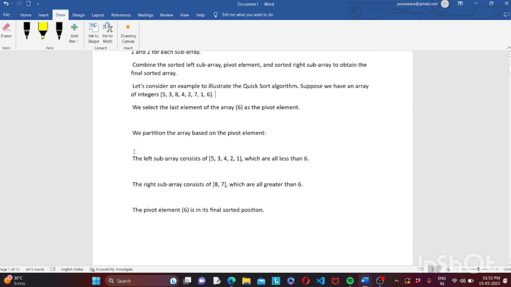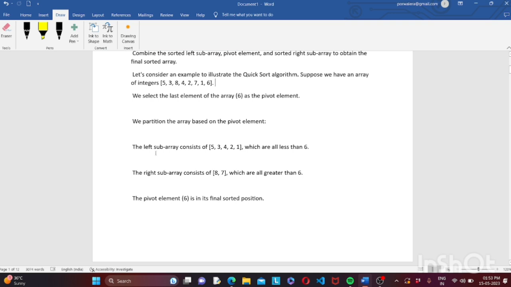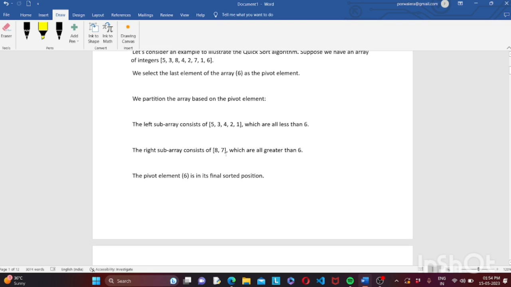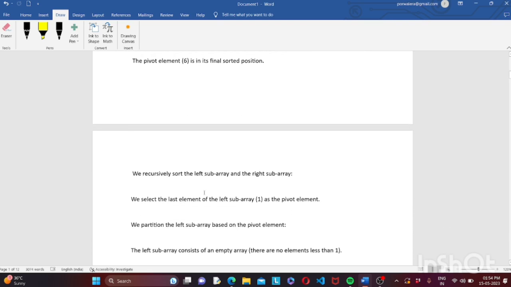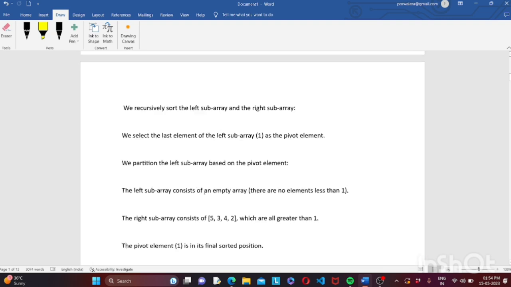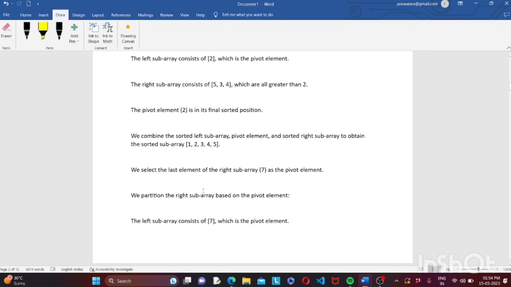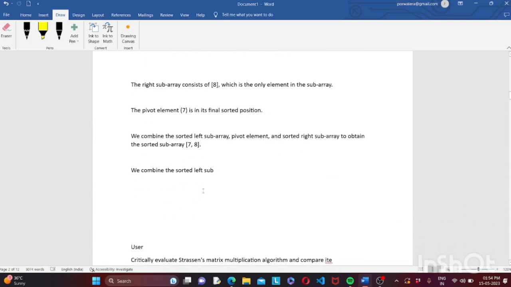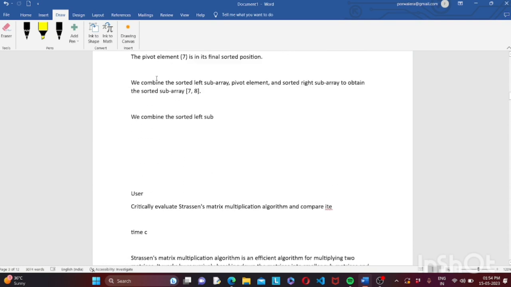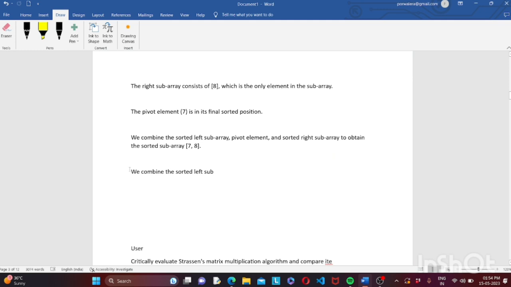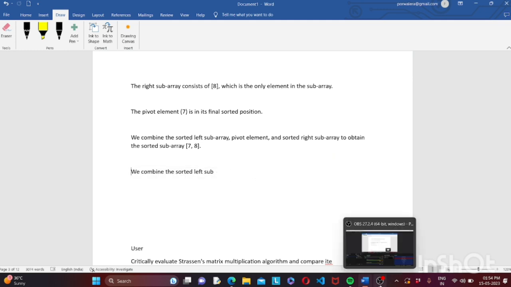फिर we partition the array based on the pivot element. The left sub array consists of 5 3 4 2 1 और दूसरा सब एरे 8 और 7। तो हम इन दोनों एरेस को अकॉर्डिंगली सॉल्व करेंगे, उन दोनों एरेस को सॉर्ट करेंगे और एंड में उन दोनों एरेस को कंबाइन कर देंगे। तो हमारा सॉर्टेड एक एरे आ जाएगा, and we combine the sorted array, so we get our desired quick sort output. So that's how we solve it.